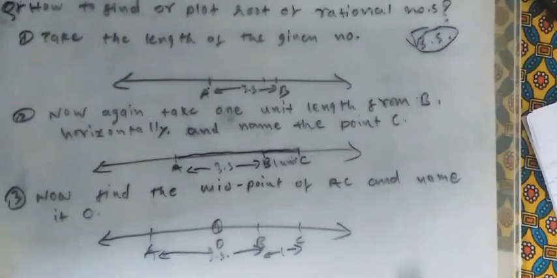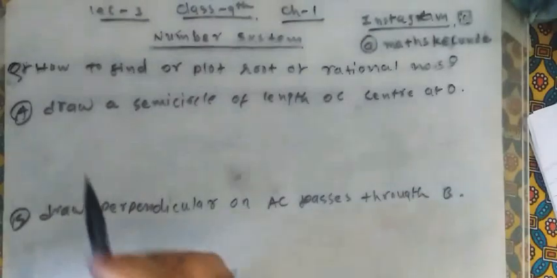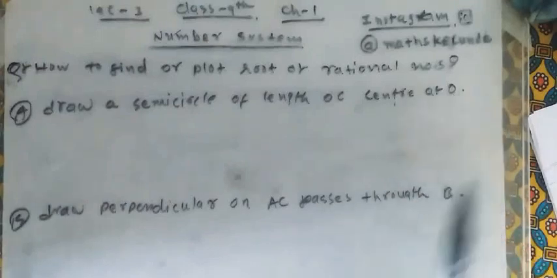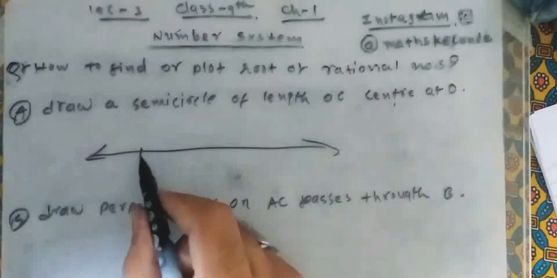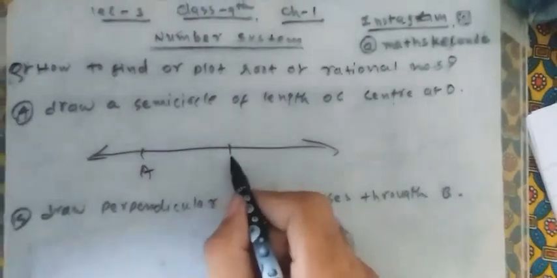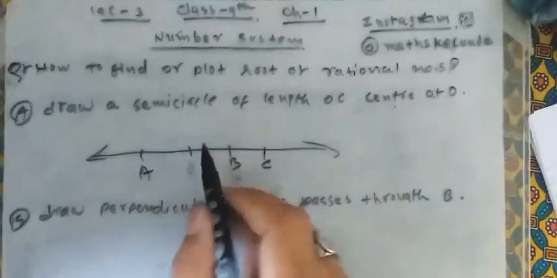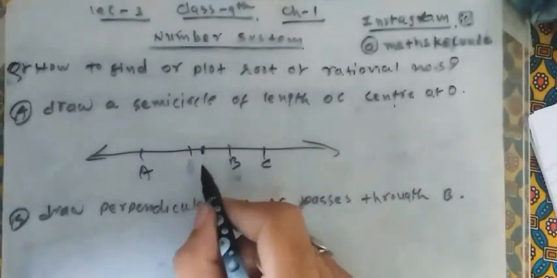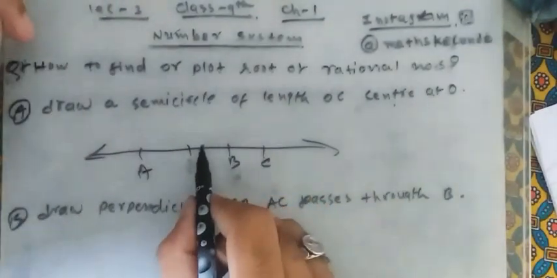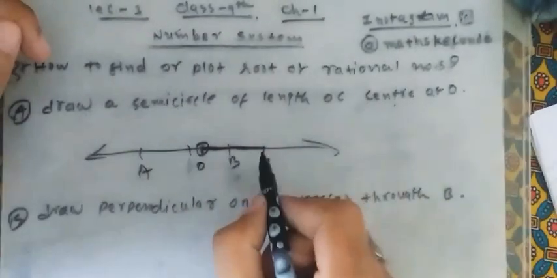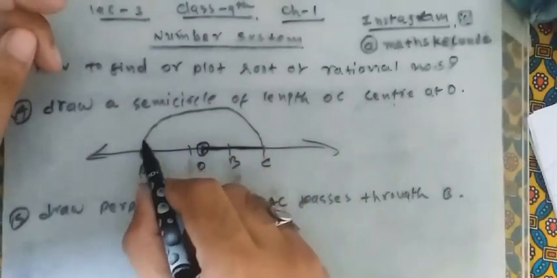Now the fourth point: draw a semicircle of length OC, with center at O. So we can easily draw it. Here A, here it is B, here C, here O. So now we take the semicircle of length OC with O as the center, so it is like that.